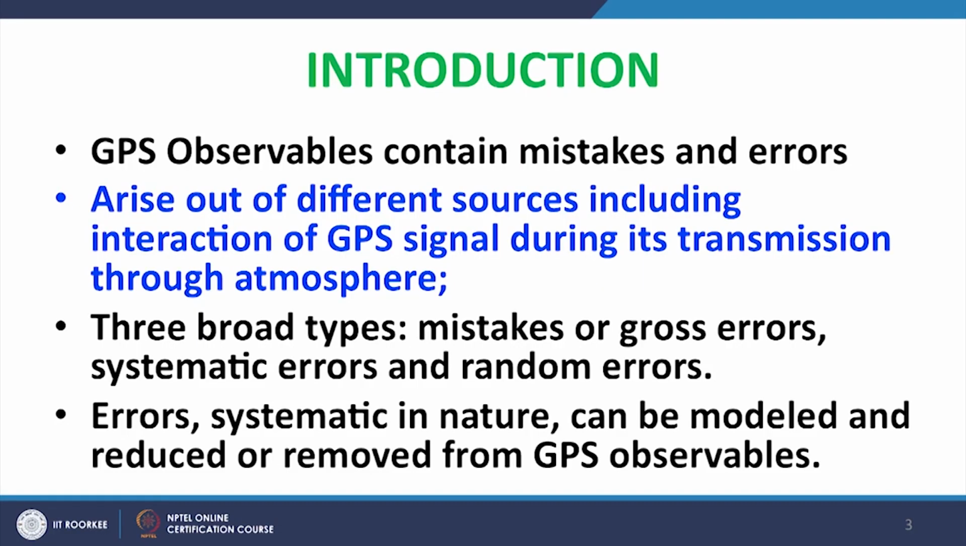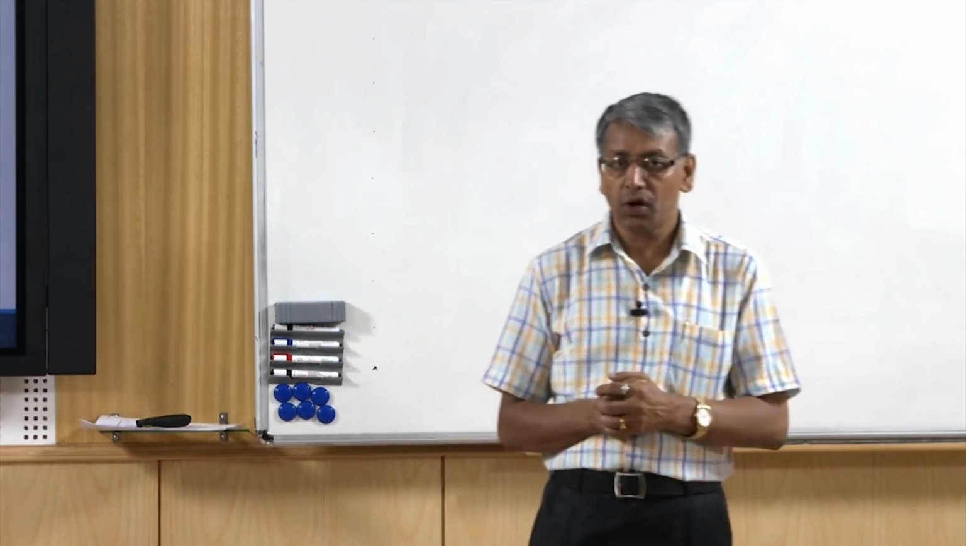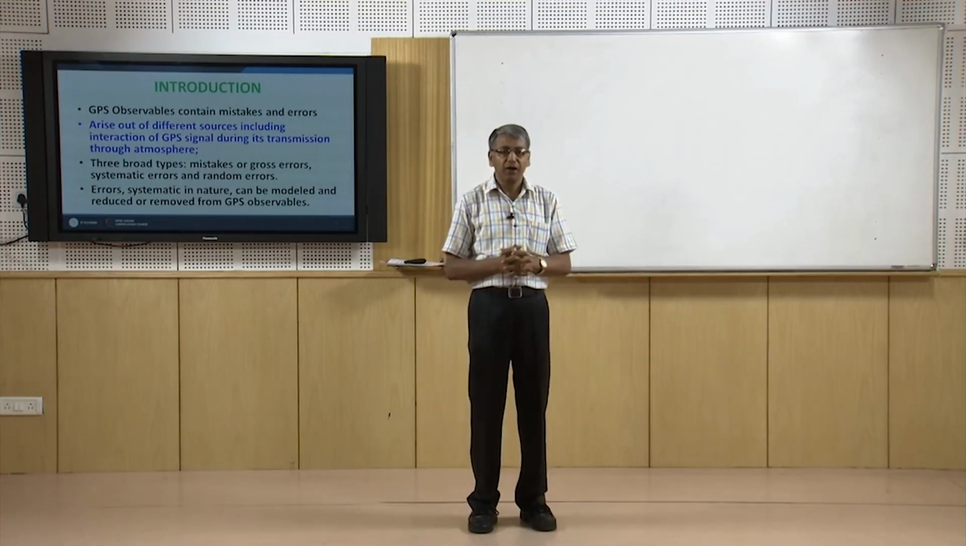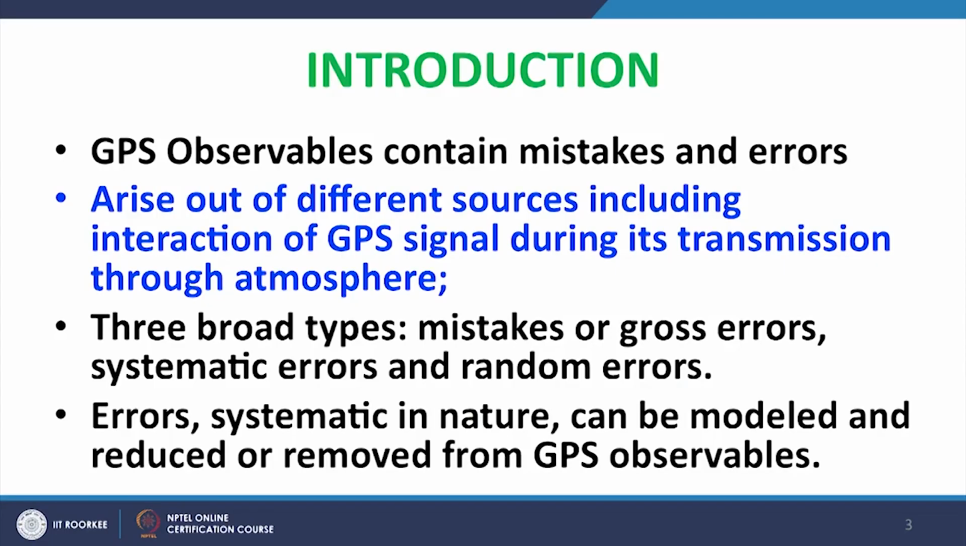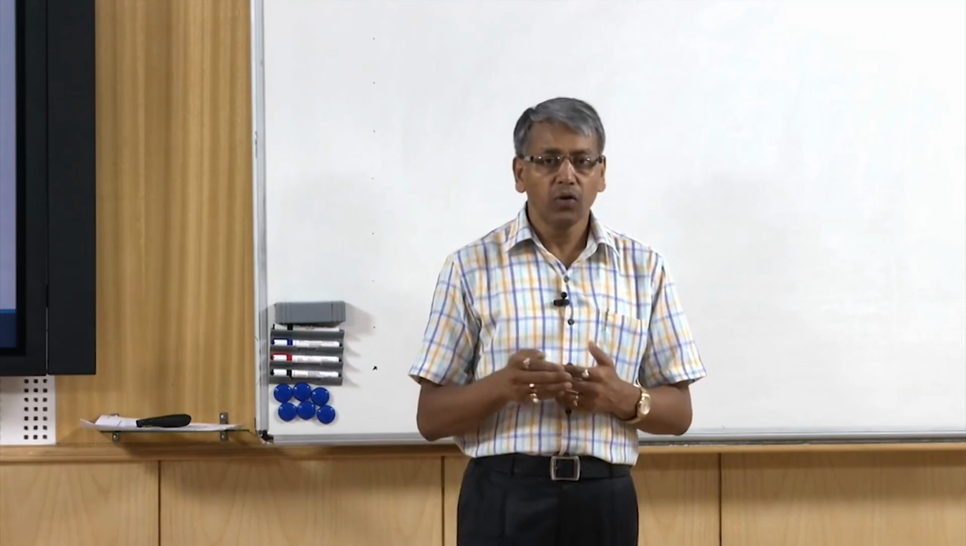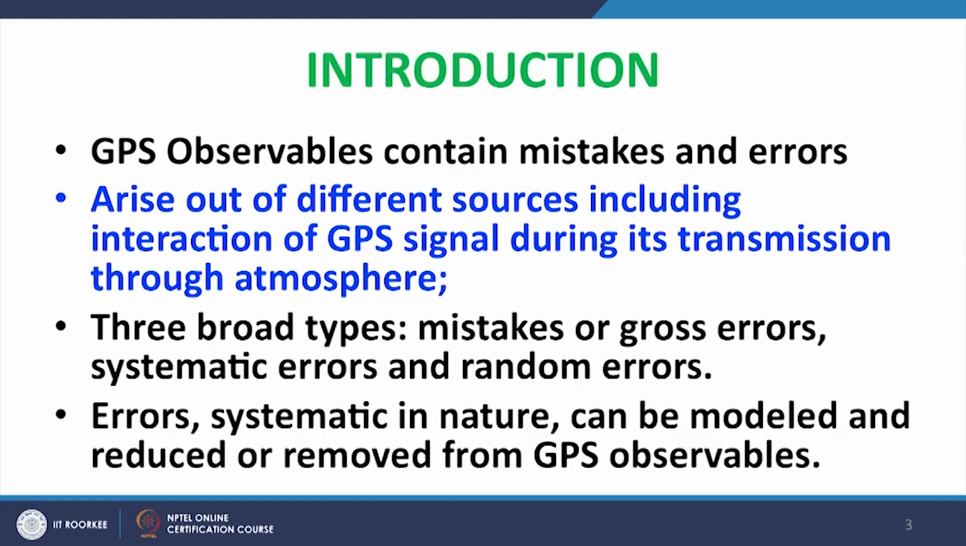Now as you know, GPS observables are endowed with errors. Different types of errors are present due to different sources of generation of those errors, and the errors are fundamentally divided into 3 types: gross errors, systematic error and random error. Of these, the systematic errors are the errors which really follow some physical laws, so it is called systematic, and on the basis of the laws this may be modeled, which further can be removed from the GPS observables.